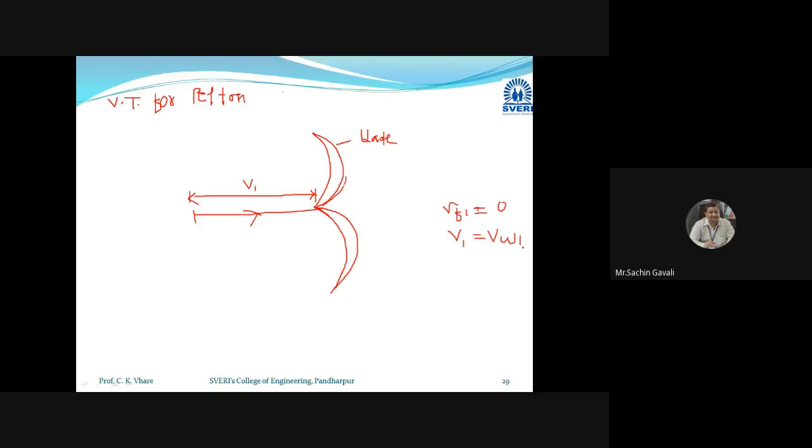Then here we can say alpha is equal to 0. Vf1 is 0, alpha is equal to 0.